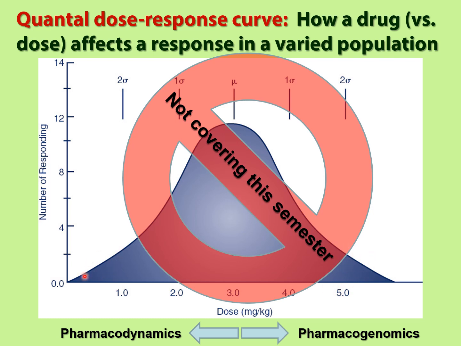How many people are going to be refractory to the standard dose and may either need more dose, which could have toxic side effects, or we might have to come up with a different drug? But that's what this curve is called. It's called a quantile dose response curve, and it matches population versus the intensity of a response based on dose.